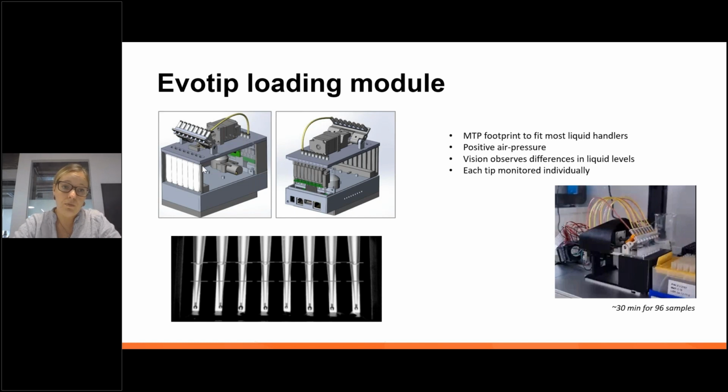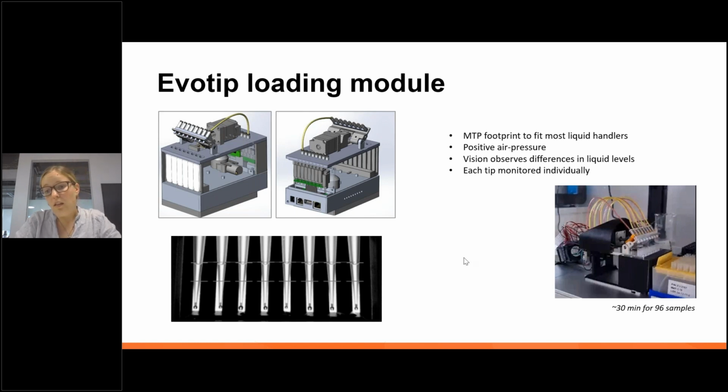And then we have some vision installed so that we can monitor each individual Evotip and look at the differences in the liquid level in the pictures taken throughout the loading process, and thereby monitor the loading. This is a picture of an early prototype which we have been using to generate the data in this presentation. We have a position on the Opentrons with a box of Evotips, and we use the 8-channel pipette to move 8 Evotips at a time into the loading module, and then again with the 8-channel pipette take the sample and load it onto the tips.